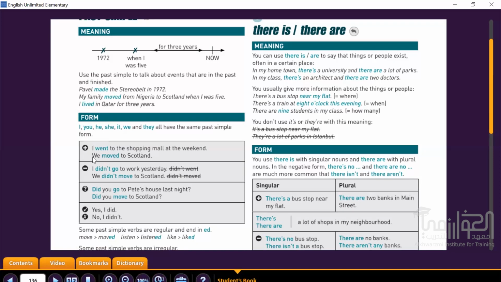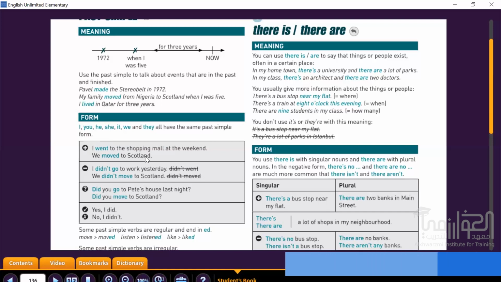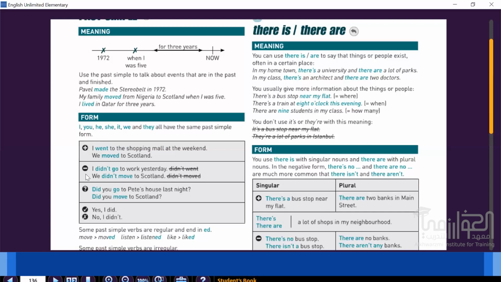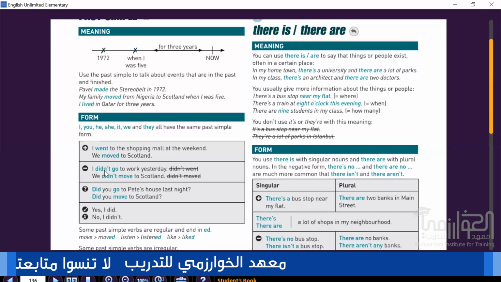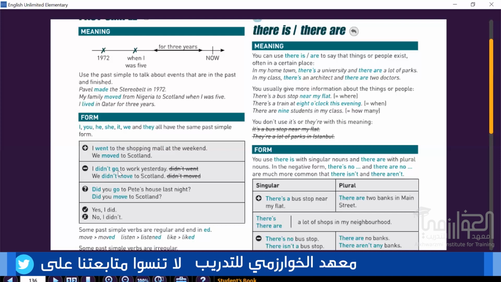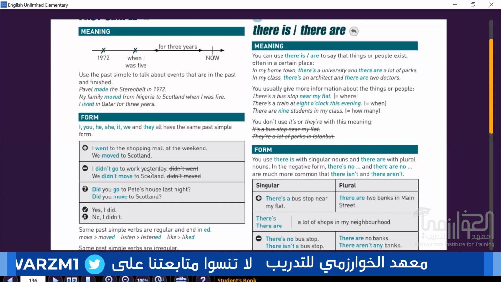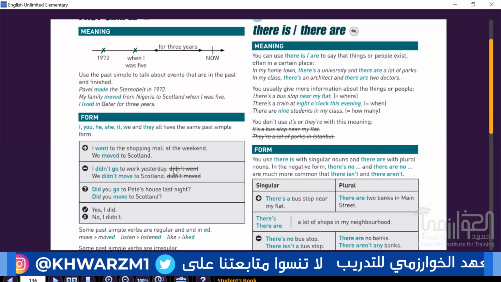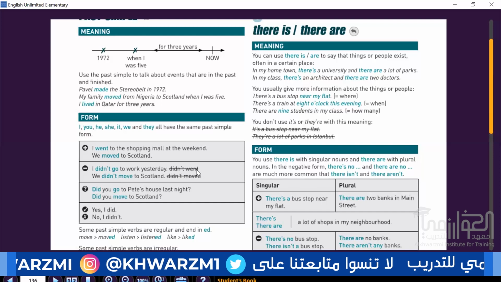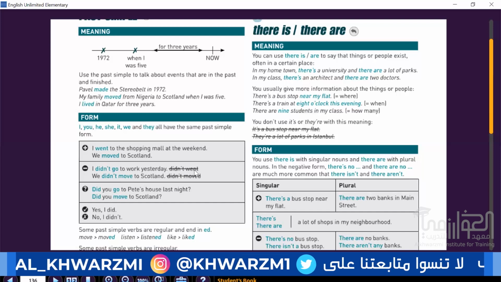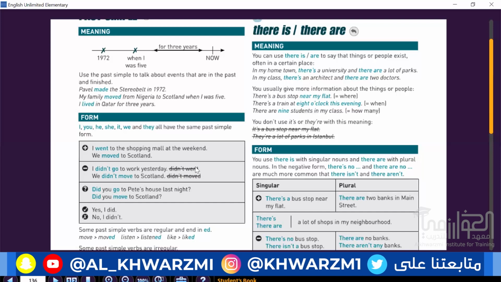Okay, now, so this is for the positive sentences or statements. I went to the shopping mall at the weekend. We moved to Scotland. Now, for the negative, we just add the word didn't, and then we have the base verb, fi'l asas. Nafi idafa didn't, maha fi'l asas. So I didn't go to work yesterday. Not I didn't went. Let's say I didn't went. As I feel as go. Okay. So let's look at this.